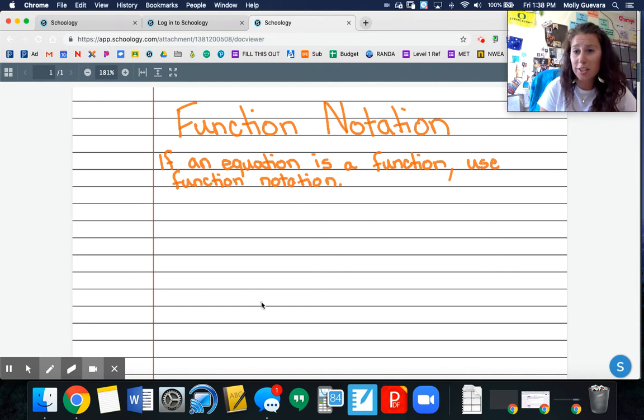So what is function notation? Okay, well, good thing, because I'm about to show you, right? So this is when, and I know you guys have seen it before, we have f of x. Okay, so this is our function notation. So we can use this in place of y. Okay, so instead of y equals 2x plus 3, we can use f of x equals 2x plus 3.